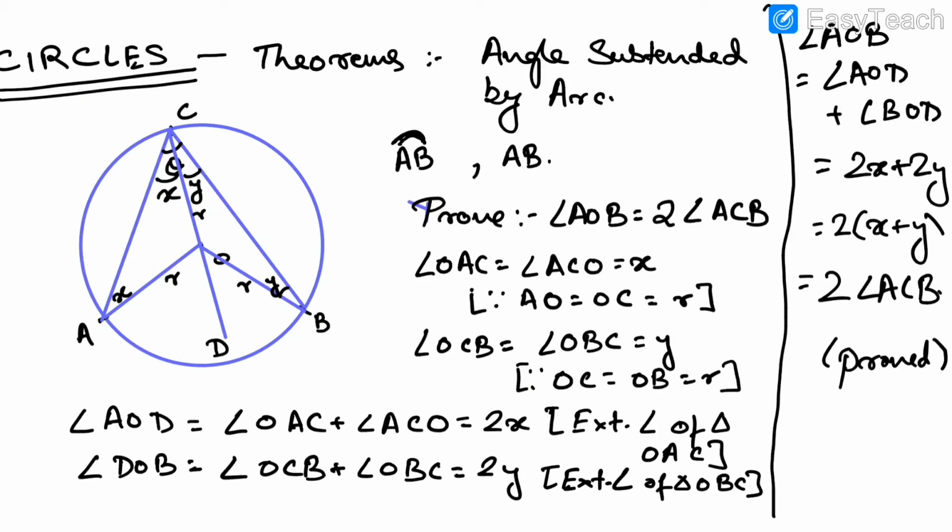Please remember, this is one of the most important theorems of circles: the angle subtended at the center of a circle by any arc is twice the angle subtended by the same arc at any point on the perimeter of the circle. Very nice.